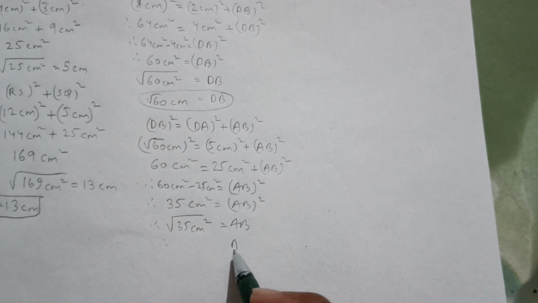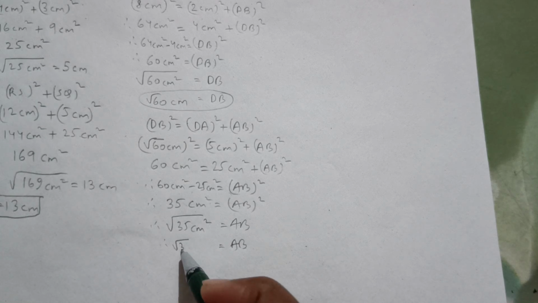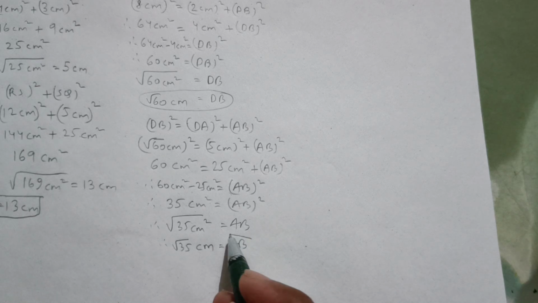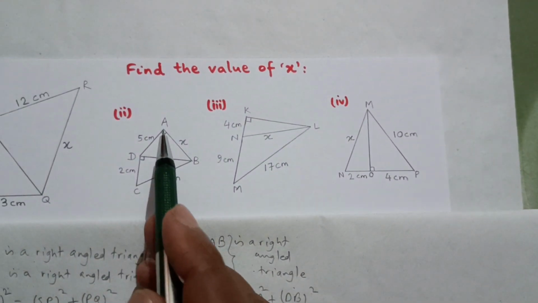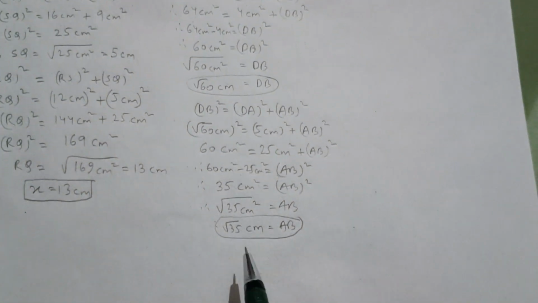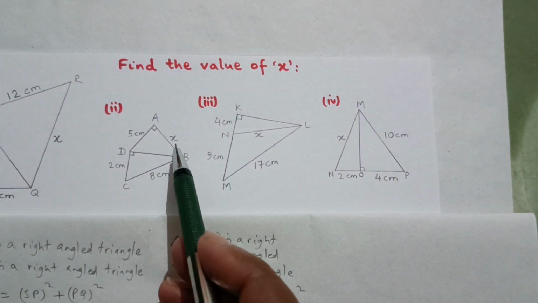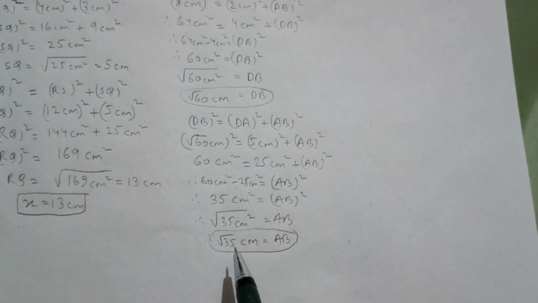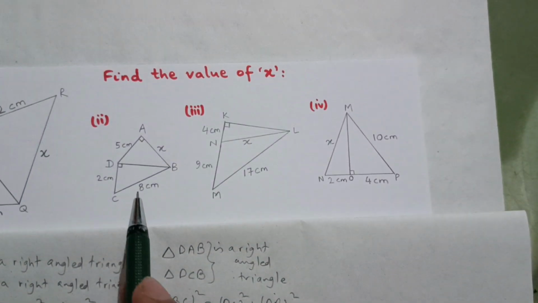So therefore AB, square root of 35 centimeter square, is how much? That will be square root of 35, and square root of centimeter square is centimeter. So AB is square root of 35 centimeter, and AB is nothing but x. So the value of x is square root of 35 centimeter. So this is the answer for question number 2.